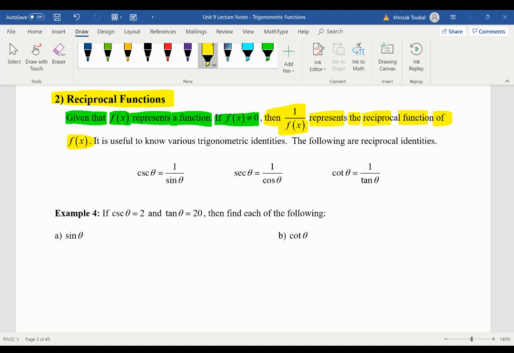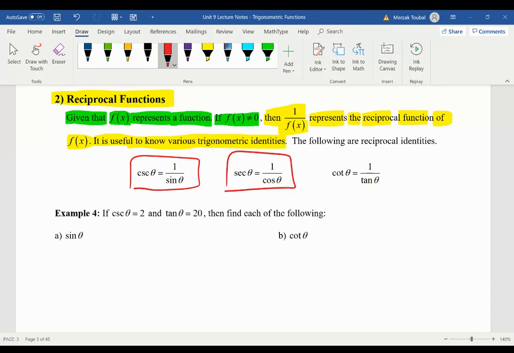It is, of course, useful to know various trig identities. In some cases, those reciprocals are important to simplify some expression or to evaluate. So the reciprocal identities are: cosecant is 1 over sine, and sine is 1 over cosecant. Secant is 1 over cosine, or cosine is 1 over secant. Cotangent is 1 over tangent, or tangent is 1 over cotangent.